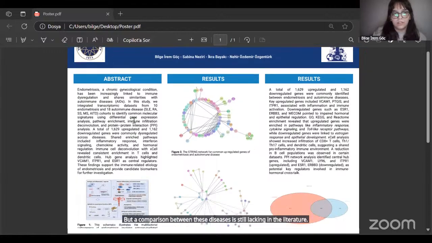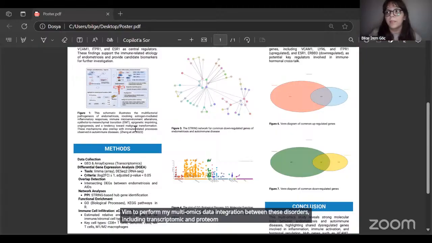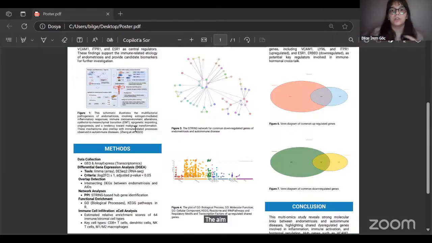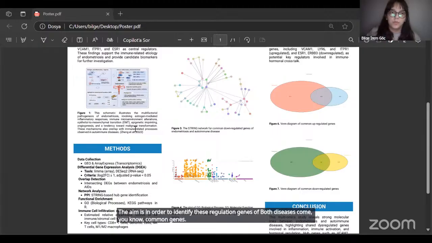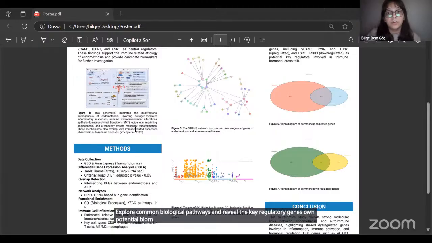In this study, we aim to perform a multi-omics data integration between these disorders, including transcriptomic and proteomic data. The aim is to identify dysregulated genes of both diseases, find common genes, explore common biological pathways, and reveal the key regulatory genes or potential biomarkers between these two diseases.